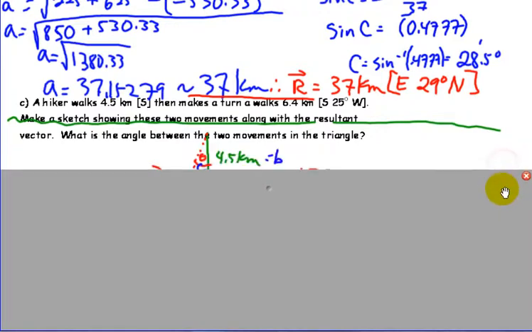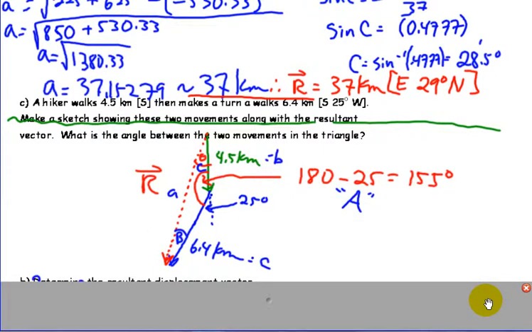Okay, if you had an opportunity to finish that, this is what a sketch of the diagram should be. So 4.5 kilometers south is this green one right here. Then from there, you're making a 6.4 movement south 25 west. So from straight south, you turn your arrow so it's 25 degrees in the west direction. So this angle right here is 25. To figure out the angle in between the two vectors, of course, supplementary angles, 180 subtract 25 is 155.